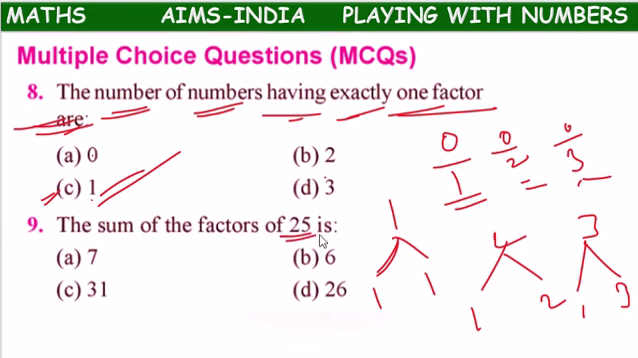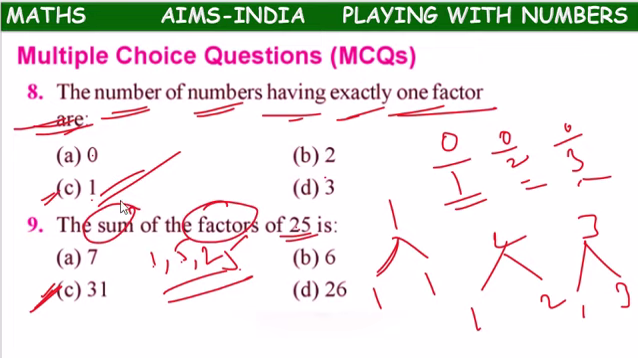Next, sum of factors of 25 are. What are the factors of 25? 1 times 25, next 5 times 5. So, 1, 5, 25. These three are the factors of 25. 25 plus 5, 30 plus 1, 31. 31 is the sum of the factors.